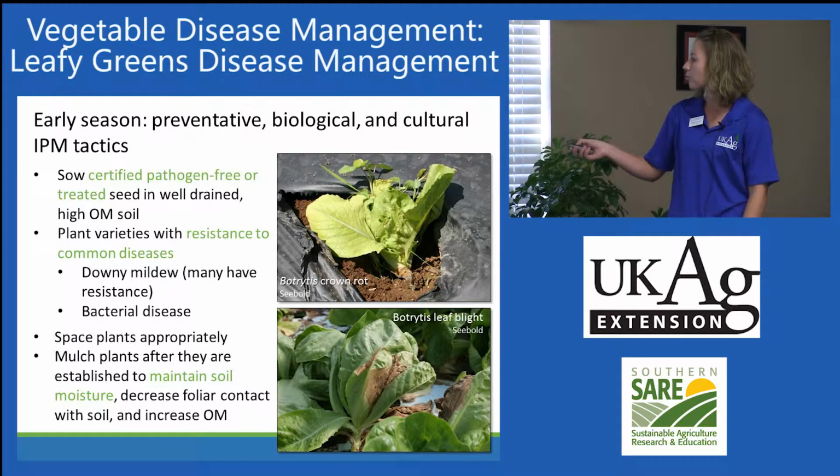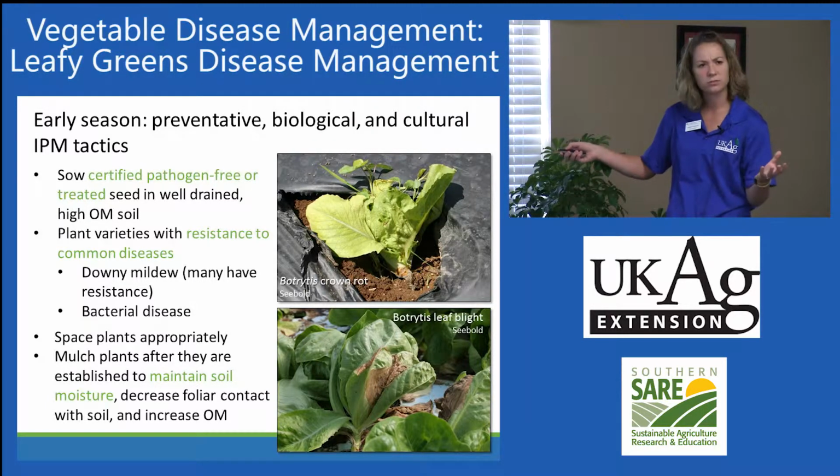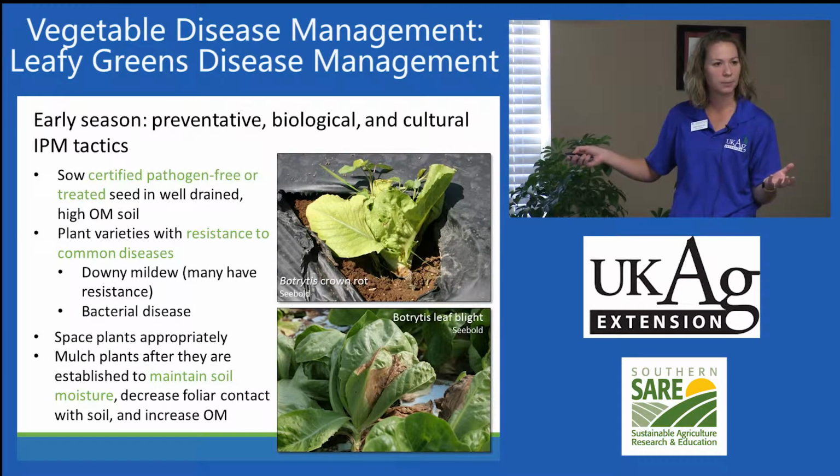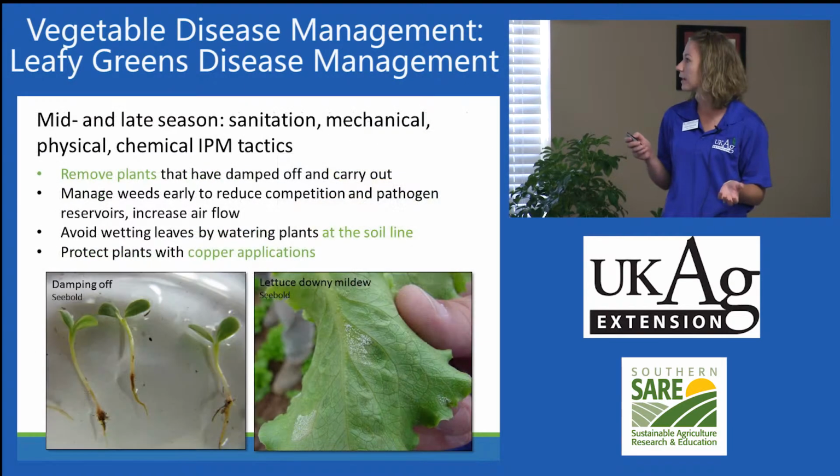And so here are two botrytis diseases on lettuce. This is a Botrytis Crown Rot, which at first glance looks like a damping off, but that's actually caused by a true fungus, Botrytis. Botrytis can also cause this leaf blight in lettuce.